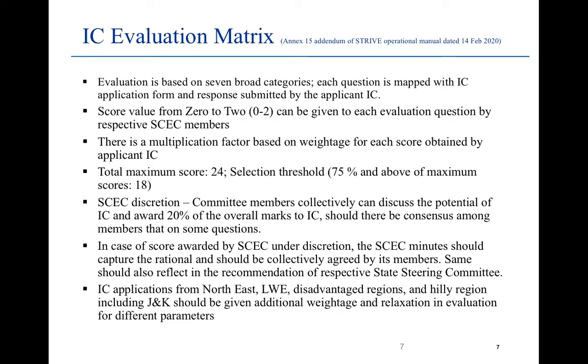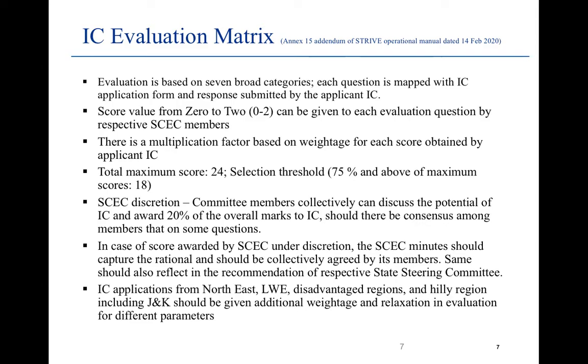Once the IC gets 18 plus marks, then it qualifies for shortlisting. There is also a new concept introduced in the post-pilot selection, which is discretion marks. So SCEC also has the flexibility that it can award up to a maximum of 20% of the total marks that the industry cluster has received, based on their own discretion.